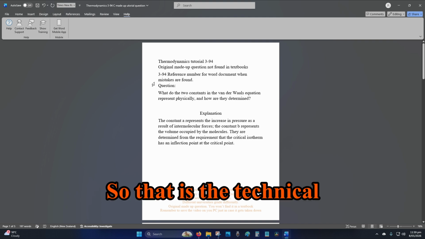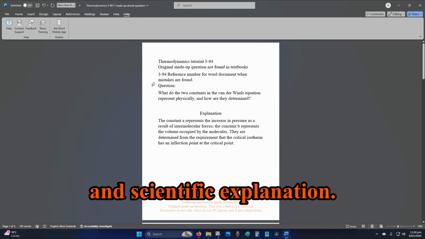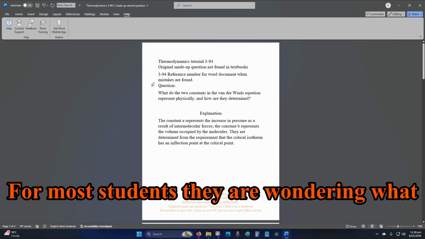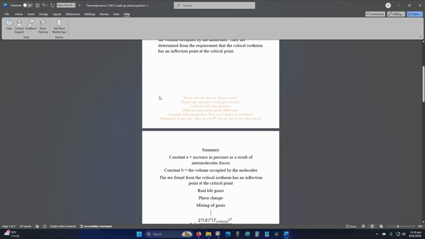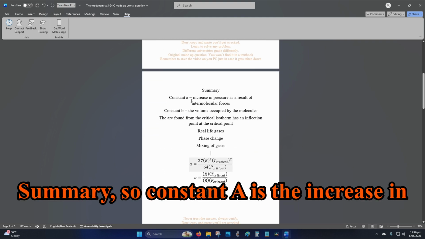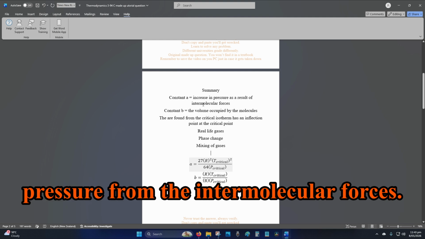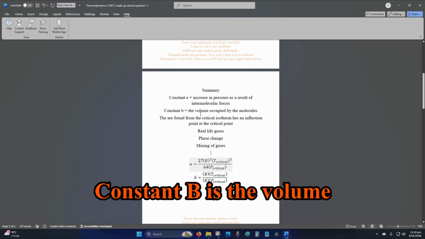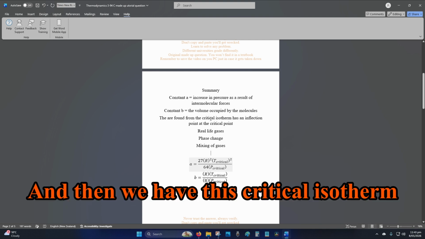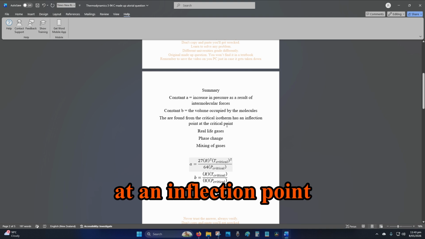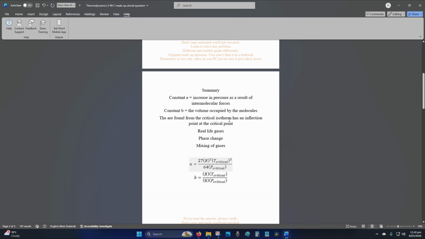So that is the technical and scientific explanation. For most students, they're wondering, what is even that? Summary: constant A is the increase in pressure from the intermolecular forces. Constant B is the volume occupied by the molecules. And then we've got this critical isotherm at an inflection point, at the critical point.